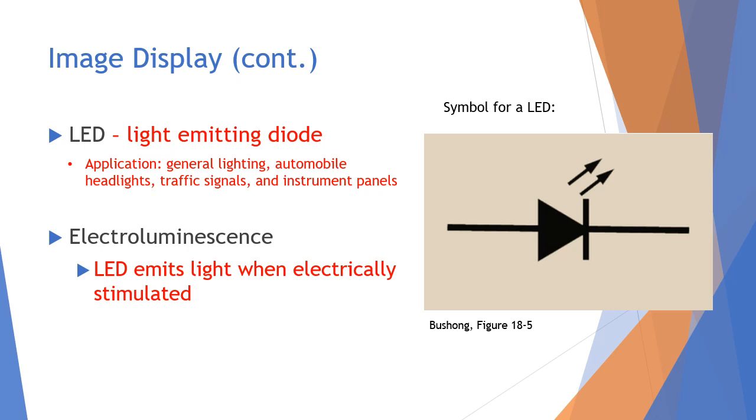An LED is a light emitting diode, and the symbol for that is almost identical to a diode, except it just has a couple of arrows showing light coming off. And so the applications are general lighting, automobile headlights, traffic signals, and instrument panels. Electroluminescence is where an LED emits light when electrically stimulated.